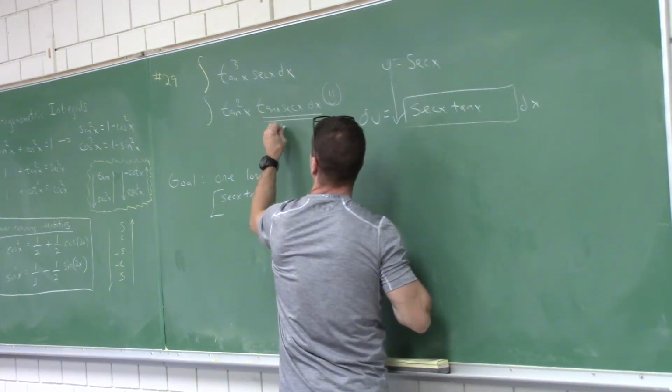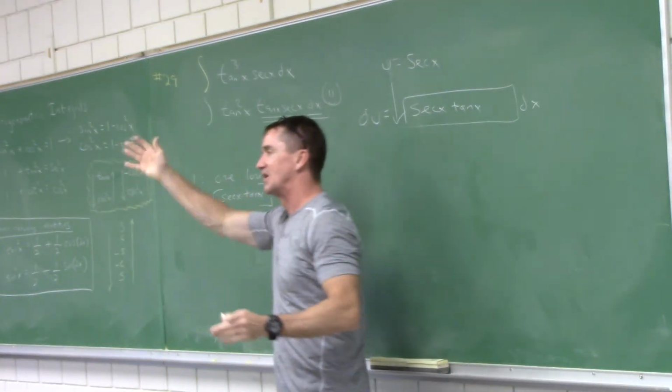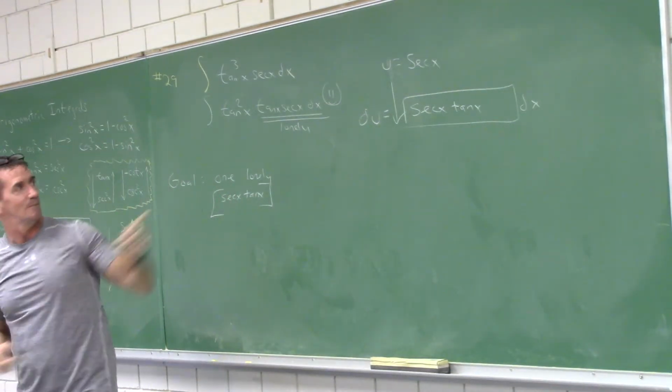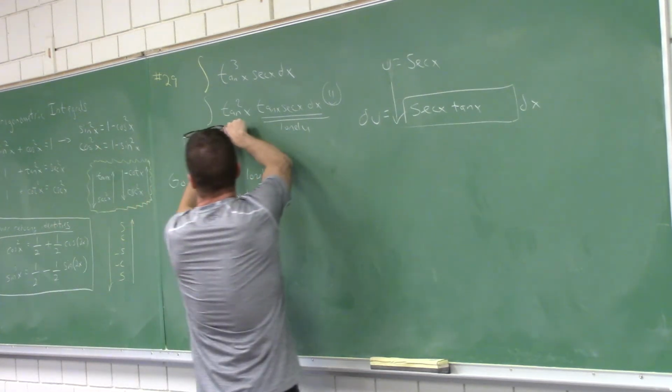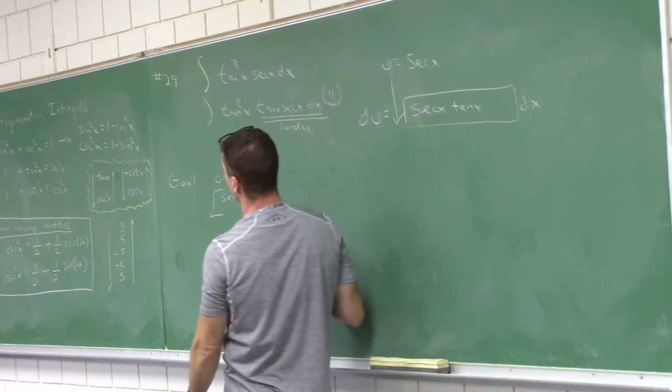There is that one lonely tan x sitting at the end. It could be anywhere in the integral, but there it is. But what can you do with this? Can you rewrite that in terms of secant? Would you write it secant x squared minus 1?